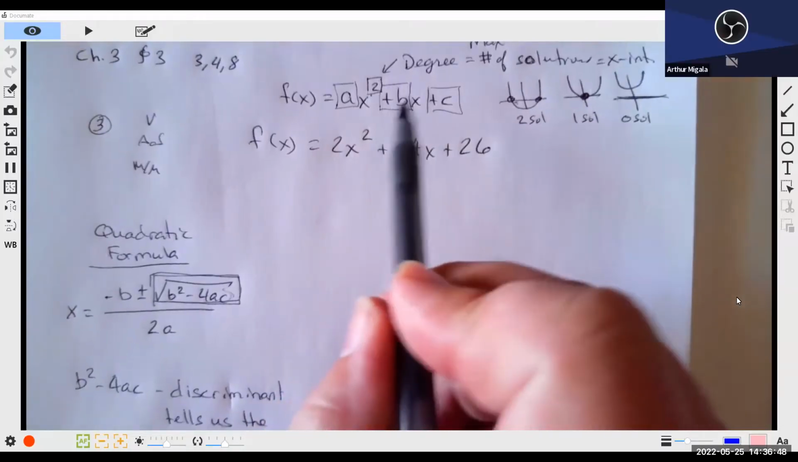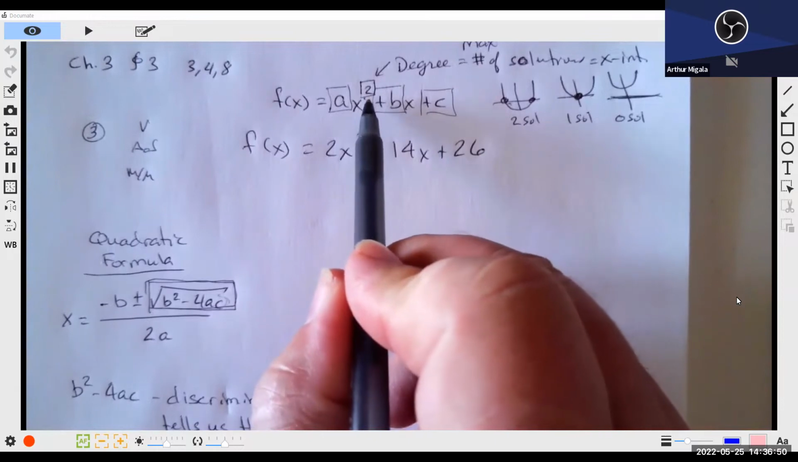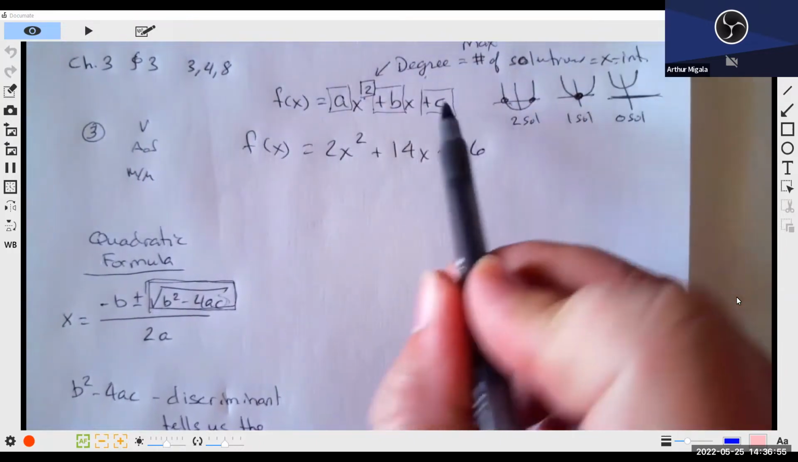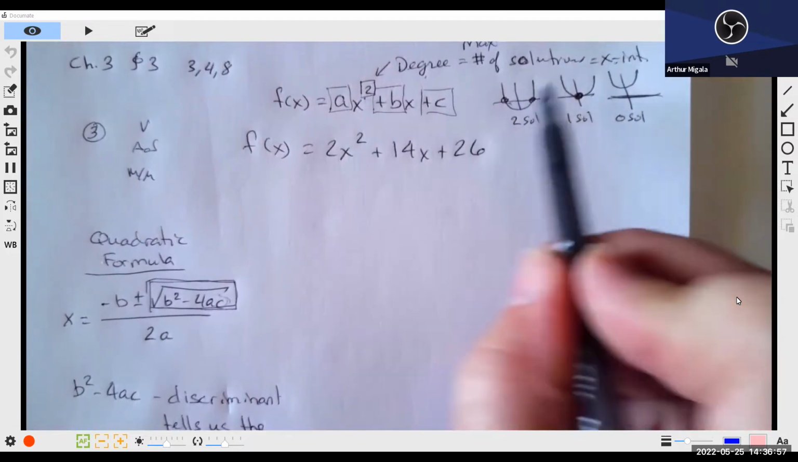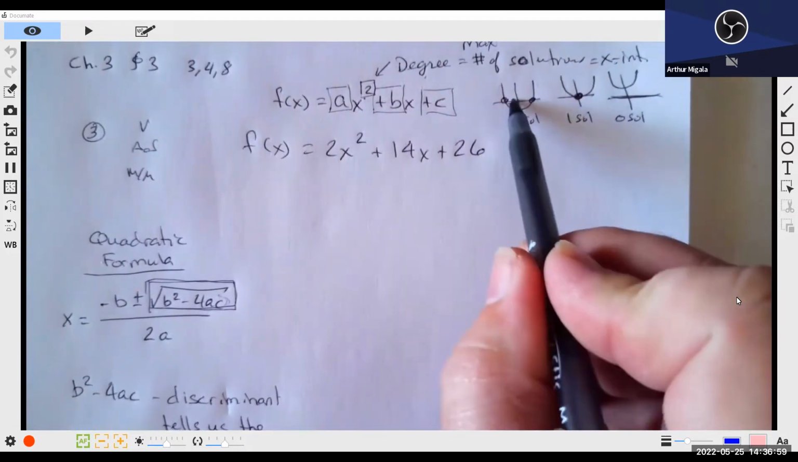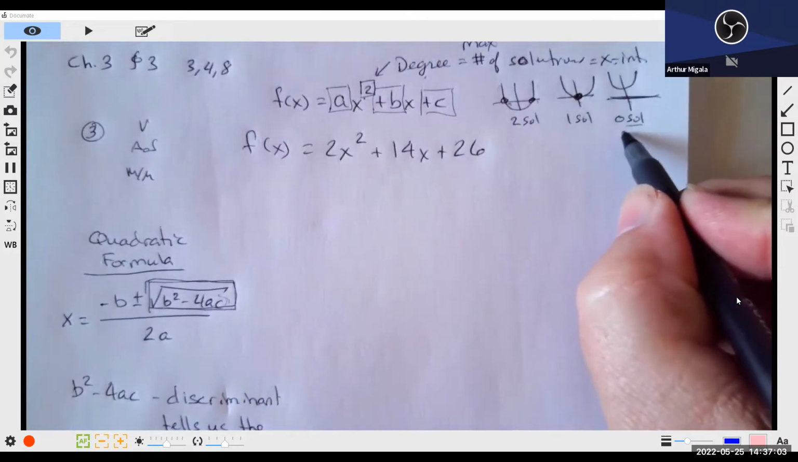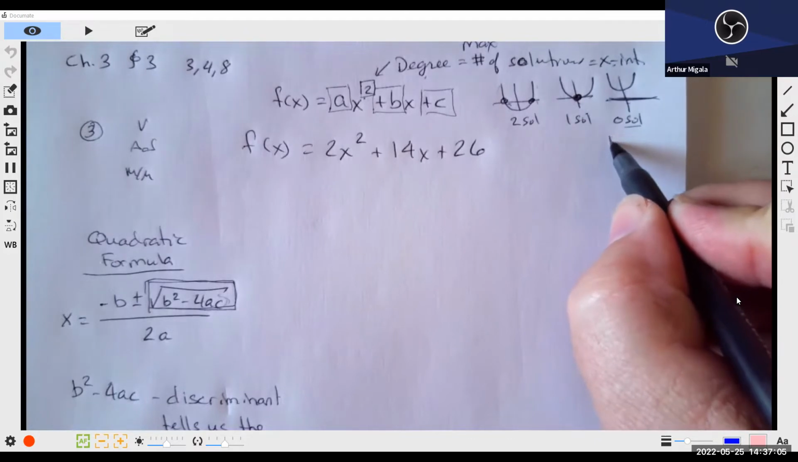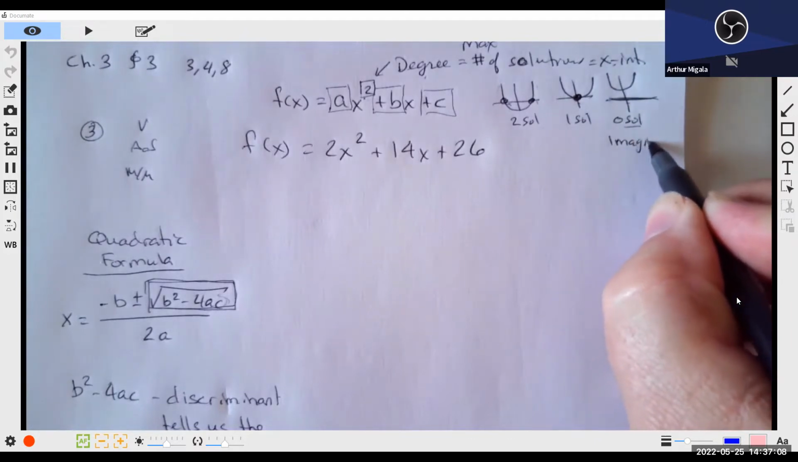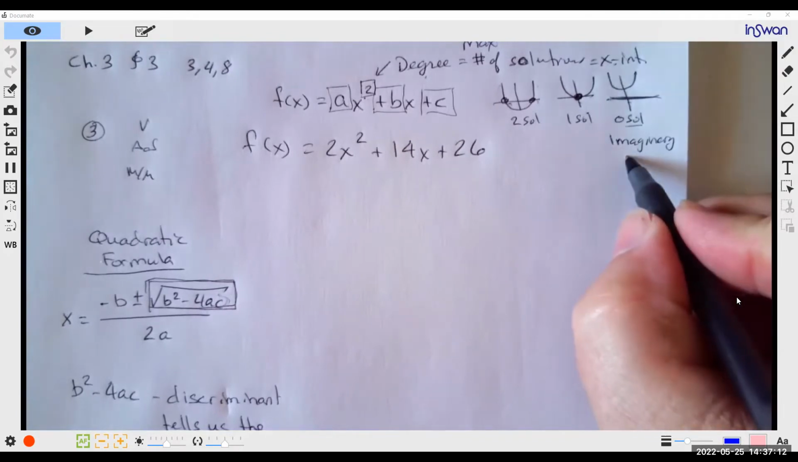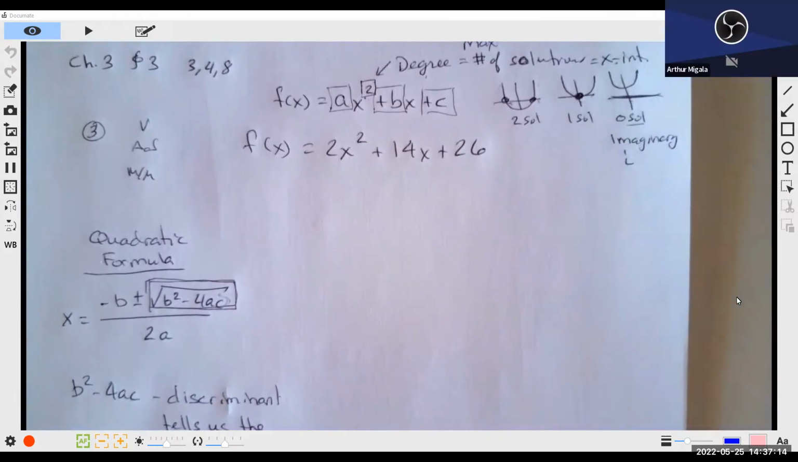So the largest exponent in any polynomial is called the degree. It tells us how many solutions we can have. The graph looks like this. Since it says 2, we have 2 solutions, 1 solution, or none. There'll be no real solutions because we can have imaginary solutions. Imaginary solutions have the letter i in them, but that goes into the topic when we talk about imaginary numbers.